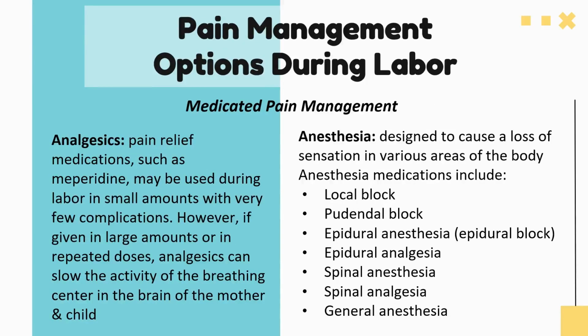And then there are the traditional options in the hospital setting, just so you're aware of the different choices available. You can have analgesics, which are more small amounts. They're IV. It could be Stadol, it could be fentanyl, it could be Nubain. There are so many different variations across the country.